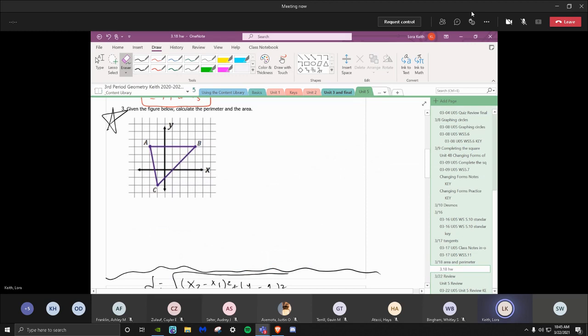Okay, so we're trying to find the perimeter and the area of this triangle. So what I'm going to do first is I'm going to calculate the area, but you could have done perimeter, it doesn't matter. So let's find the area. So let's find our base. So we could call this part our base. So any point that's straight across or straight up and down, call that your base.